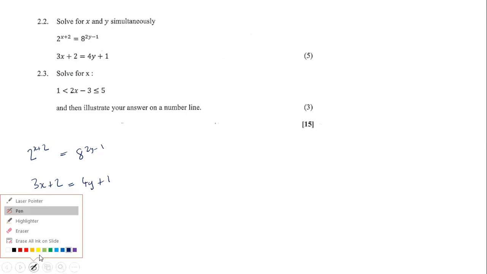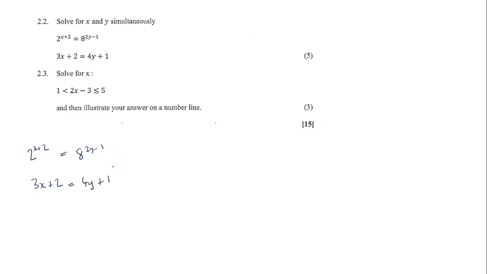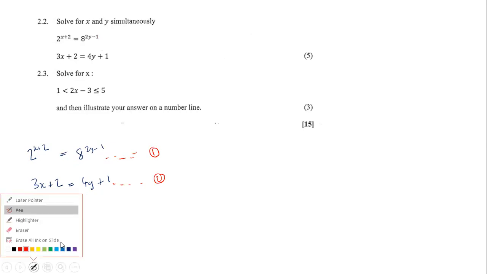So what I'm going to do is, this equation, I'm going to label it to be equation number 1. Same applies to this equation. I'm going to label it to be equation number 2, because clearly I have 2 equations.